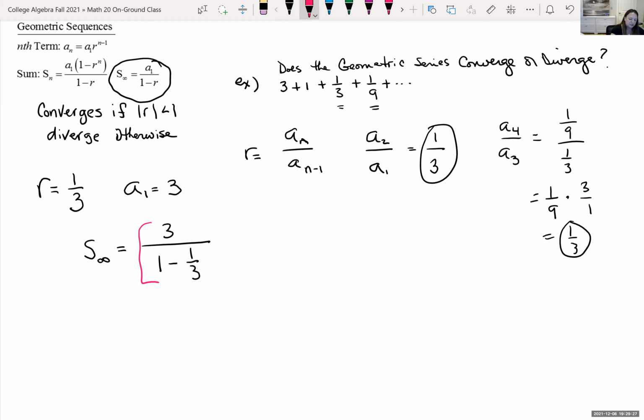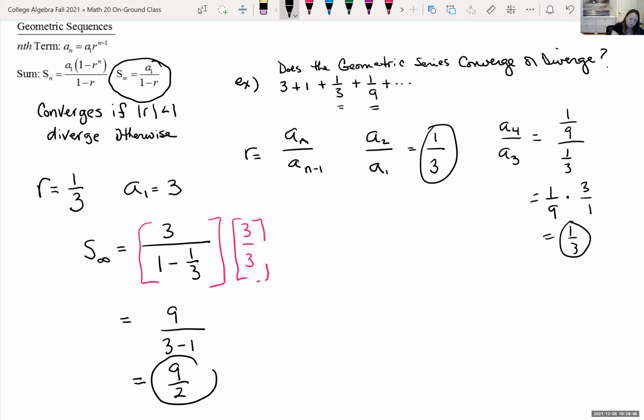Let's just clear our fractions by multiplying by a fancy one. That fancy one is going to be 3/3. And so that gives us 3 times 3 is 9, divided by distributing that 3, we get 3 minus 1. So if we summed an infinite number of terms for that geometric series, we would get 9/2.